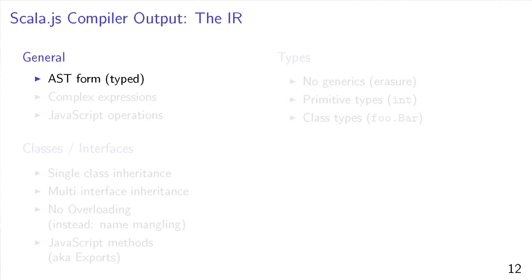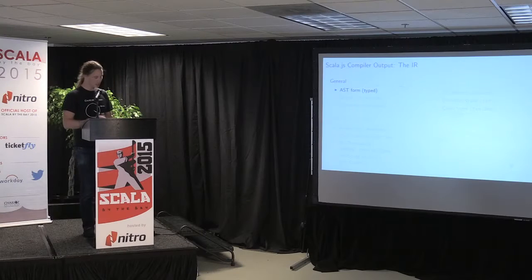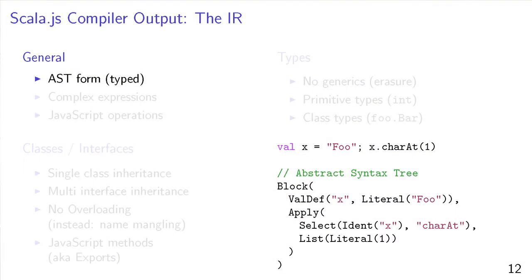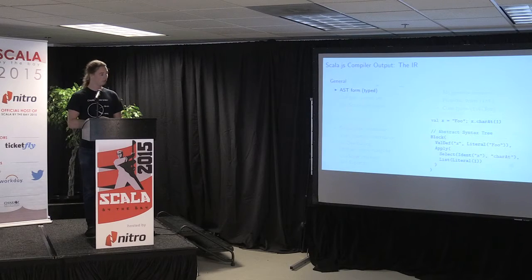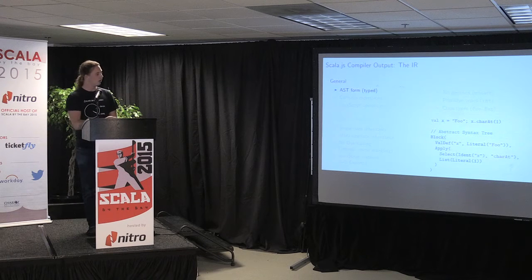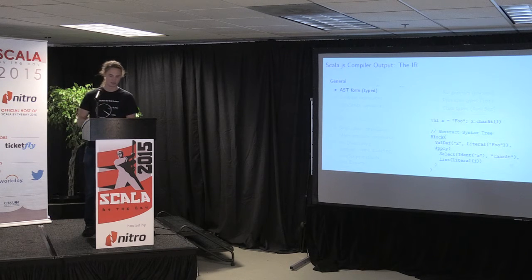All right, so the intermediate representation of Scala.js is in AST form, in typed AST form. What does that mean? Let's have this little example of code up here. In AST form, that basically means, OK, we have a block, then we have a val_def, where the name is x, we have a literal string on the right-hand side of the assignment. We apply a function here, where we select the member on this x variable here, and we have a literal that we pass. You can see that some things that you see in the source code are abstracted here.